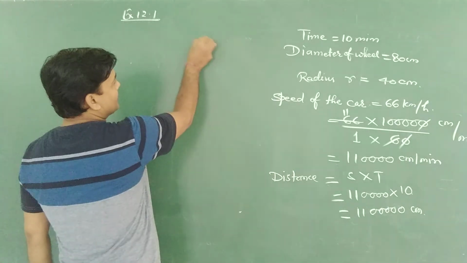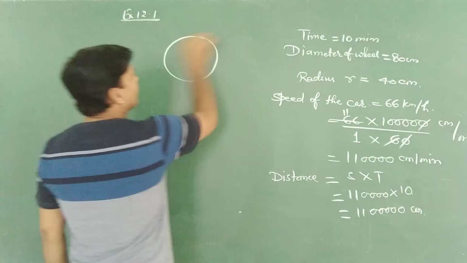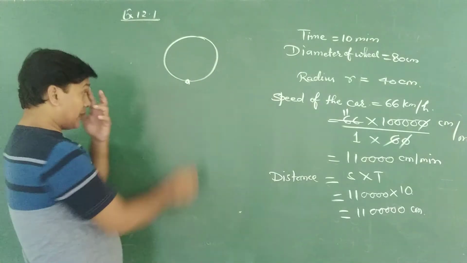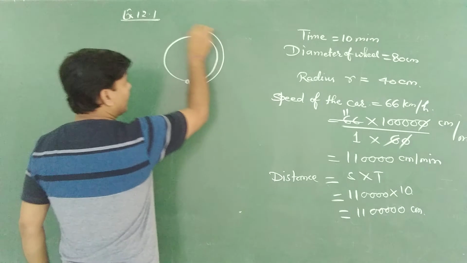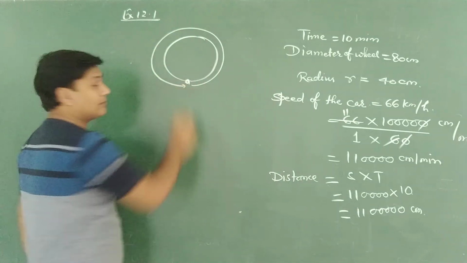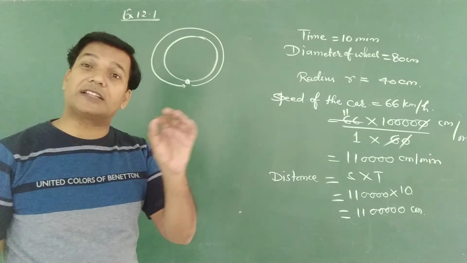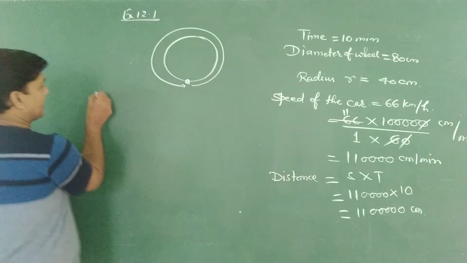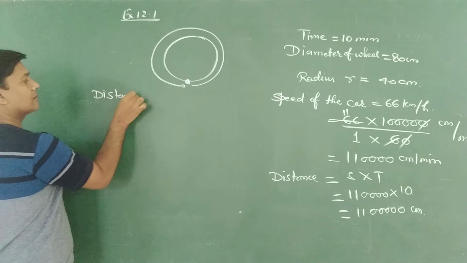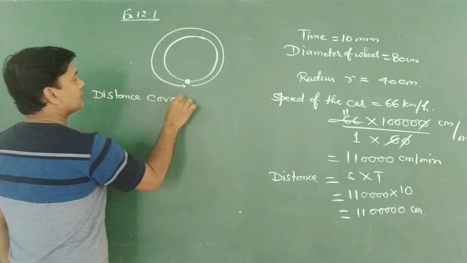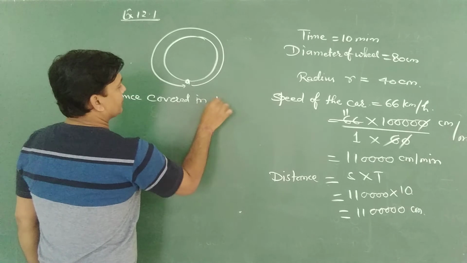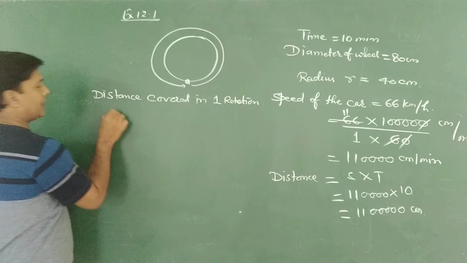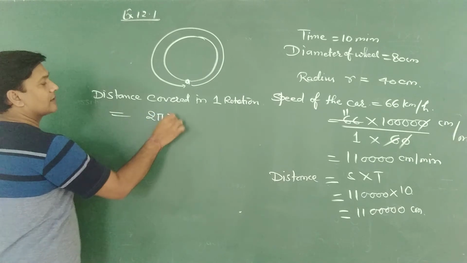If this is the wheel, in one rotation, what is the distance covered by this wheel? If it rotates one time, then the distance covered by that wheel is equal to the circumference of that wheel. So the distance covered in one rotation is equal to 2 pi r.